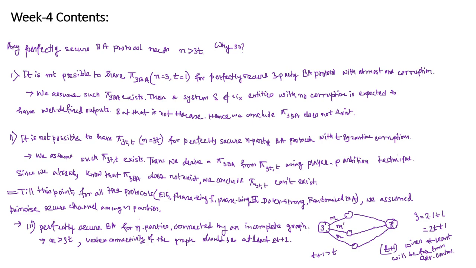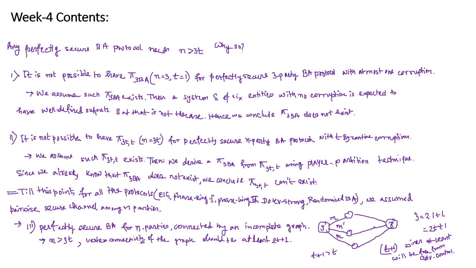And then by this particular illustration, it is clear why at least 2t plus 1 disjoint paths are required to exist between any two nodes in a graph. And so for any incomplete graph, if this condition is satisfied, that vertex connectivity is 2t plus 1, then it is possible to design a perfectly secure Byzantine agreement for n parties according to any existing protocol that we have already discussed for Byzantine.